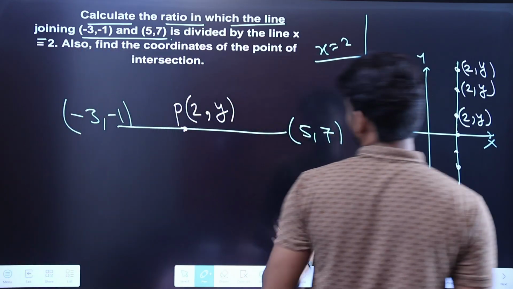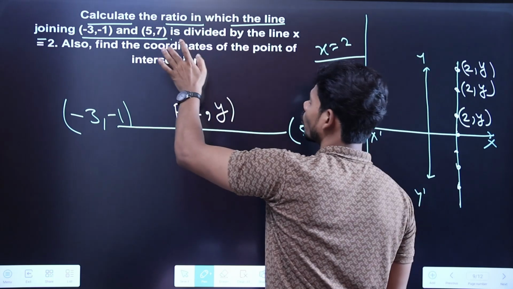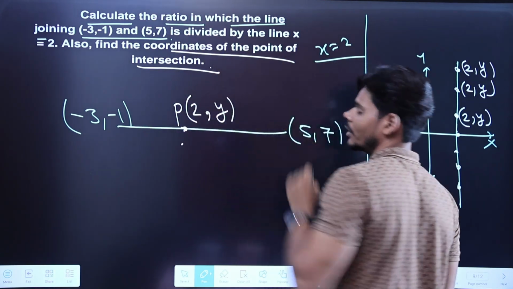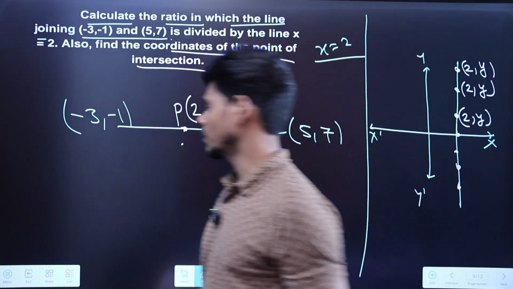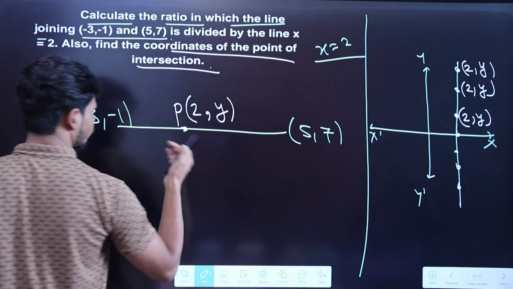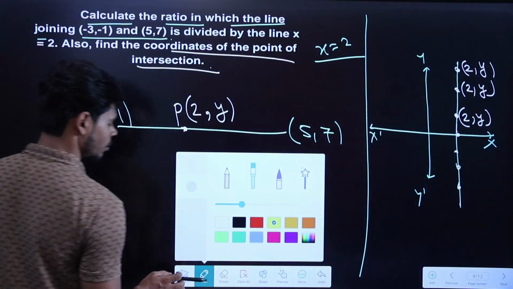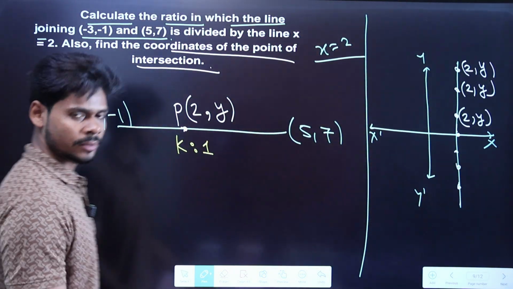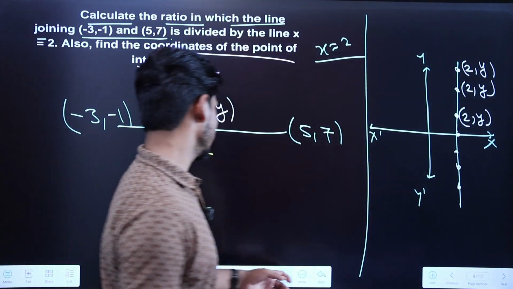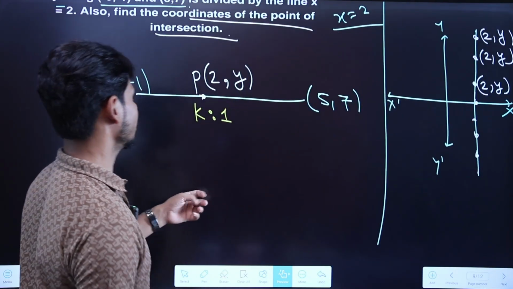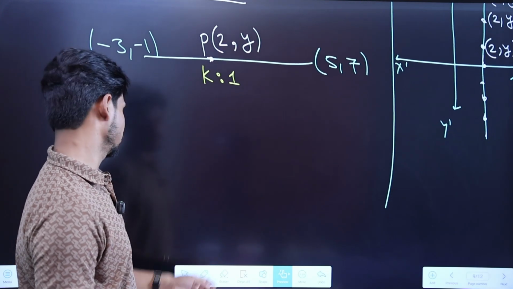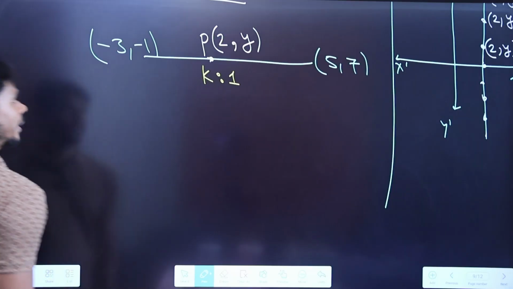Got it? Later we also have to find the coordinates of the point of intersection. It means we need to find the value of y also, right? We will find that. First of all we need to find the ratio. So again I am going to consider the ratio as k ratio 1. Why we are considering this, I have already explained I think two sessions before, right?